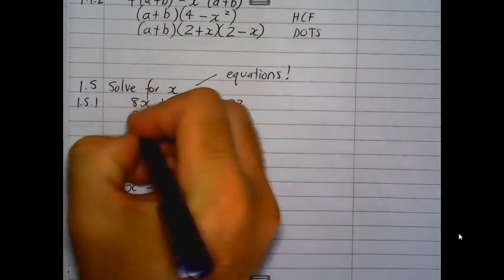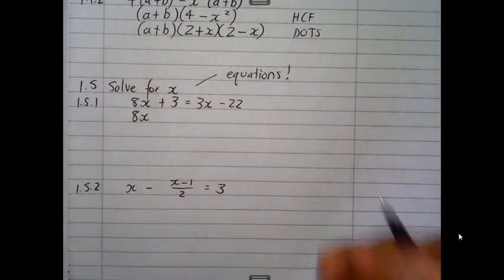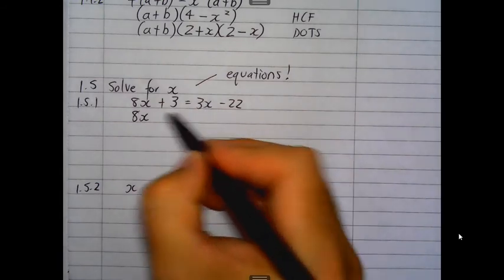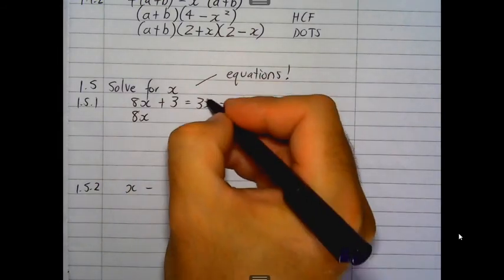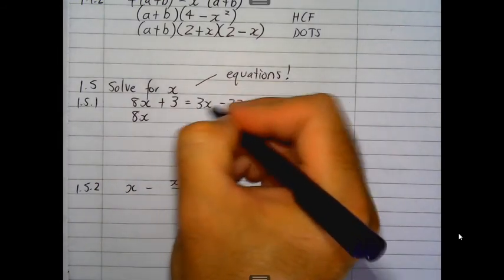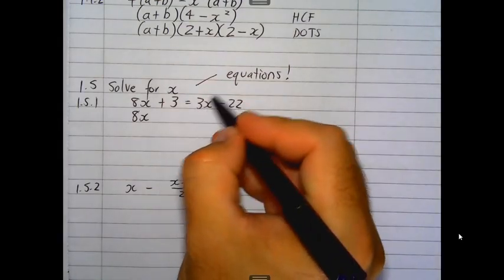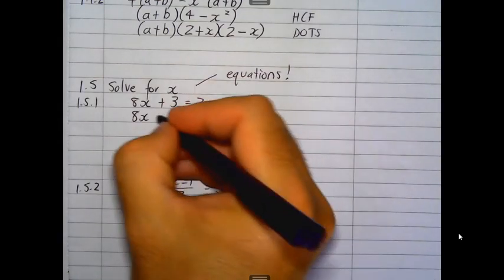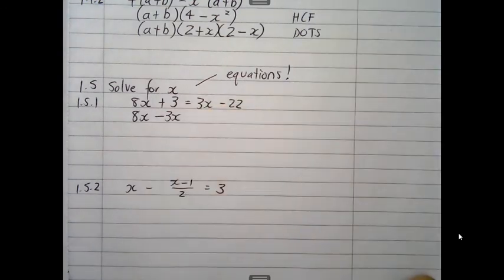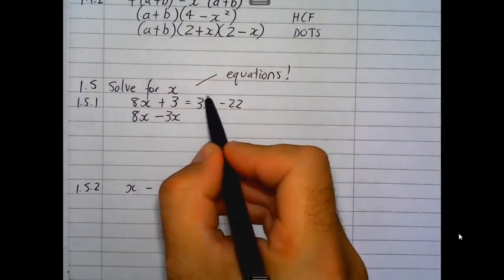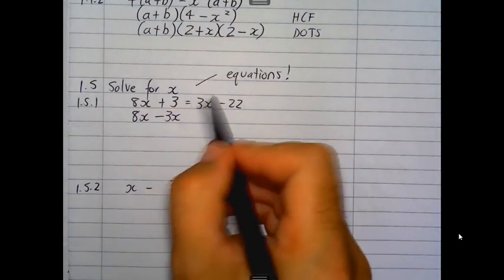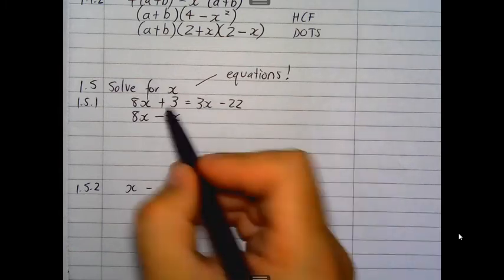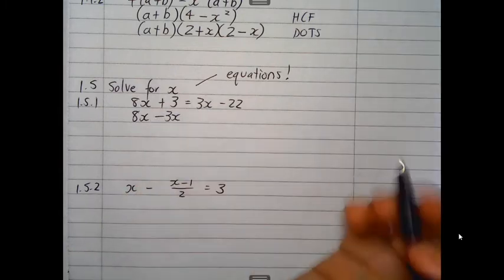So if I choose to leave the 8x over there, I want this 3x to join the 8x. If I minus 3x away from the right-hand side to cancel and get rid of this 3x, I must minus 3x over there. Happy? So by removing 3x over there and getting rid of it on the right-hand side, I have to take 3x away from the left-hand side.